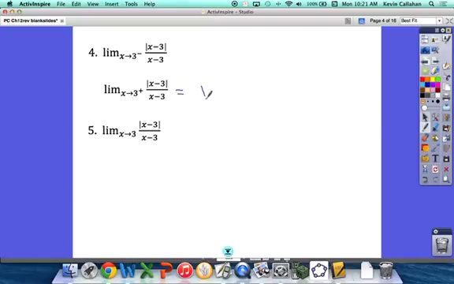Okay. This is the one because the values of x as we approach are less than 3. If you have a number that's a little bit less than 3 and you subtract 3, you're going to get a negative number. And then what happens when you take the absolute value? It becomes positive. But the numerator is still negative. So it's negative 1. So that's the value of the left-sided limit. That's the value of the right-sided limit.